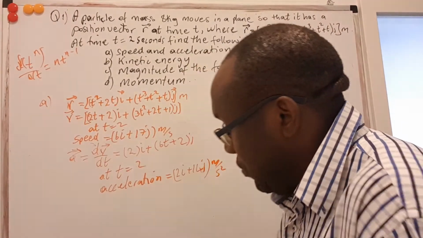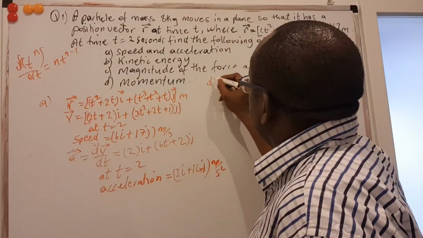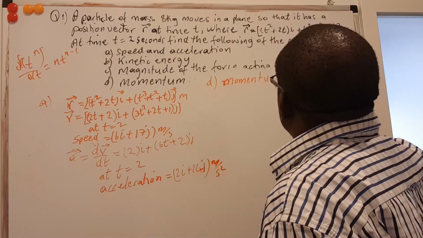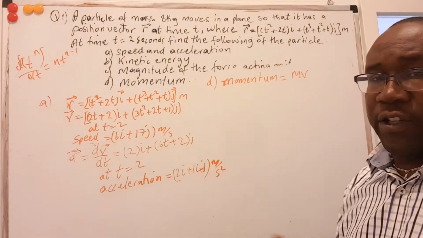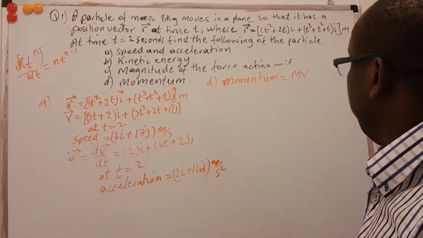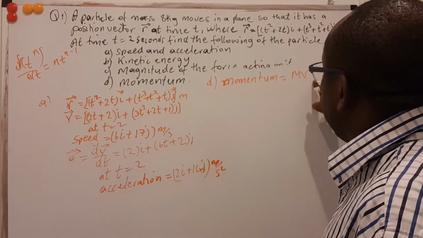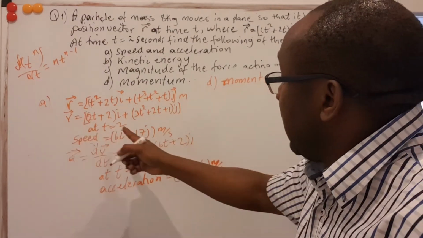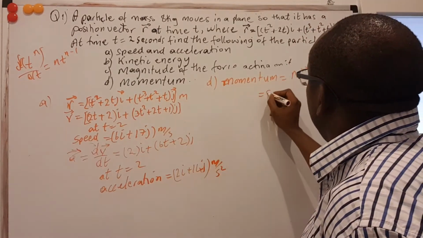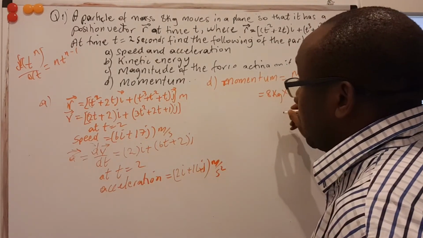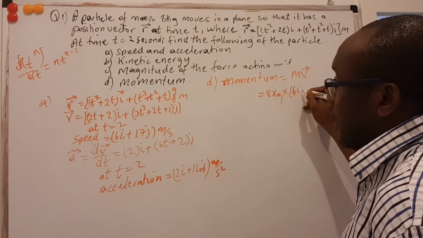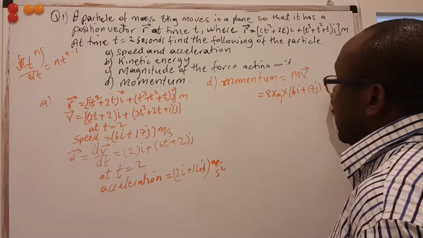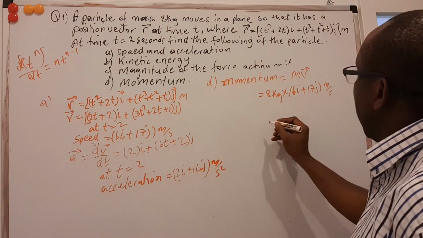Then the last one is the momentum. Momentum is a vector quantity, and it is defined as the mass times the velocity. Actually, our force tries to quantify the change in momentum. But if we just have mass times velocity, that's the definition there. This is a vector quantity. We already have the velocity at the point 2. So this is simply going to be 8 kilograms times 6i plus 17j meters per second. You can simplify it and you'll get what it's supposed to be.